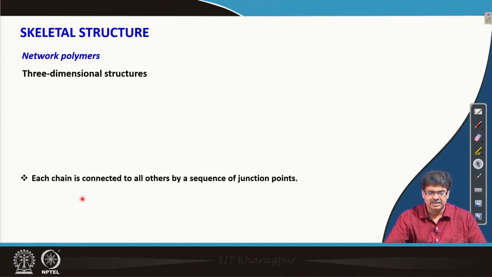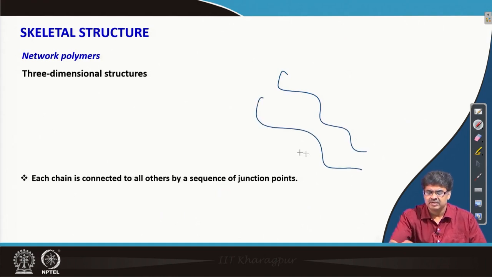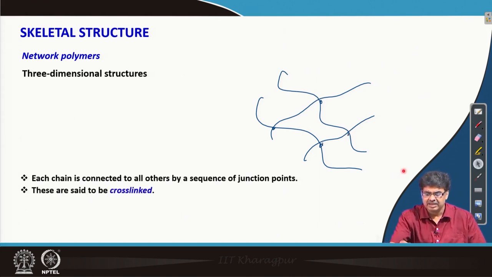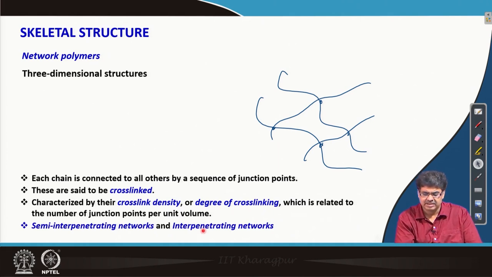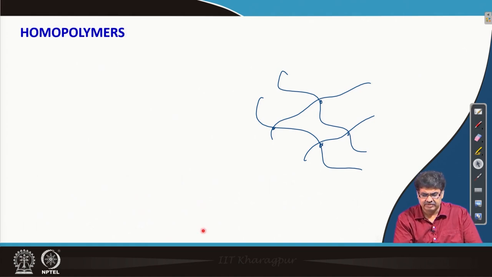In the case of a network, each chain is connected to all others by a sequence of junction points, as we have seen. The middle portions are called cross links, and the polymer chains are called cross linked. These are characterized by the cross link density, which means the number of cross links per gram of polymer or per mole of polymer chain. We also call that the degree of cross linking, which is related to the number of junction points per unit volume. And we have just described what a semi-interpenetrating network and an interpenetrating network are.